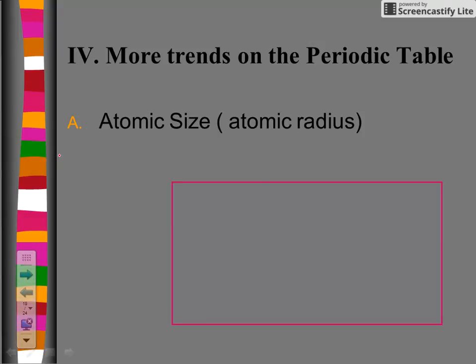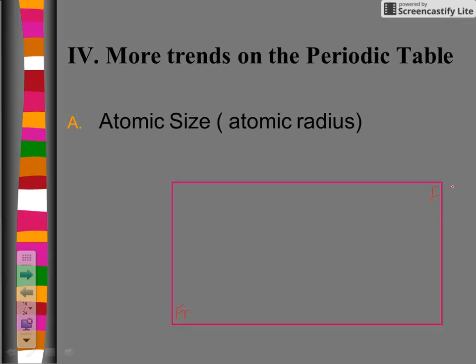Let's continue our study of the trends on the periodic table. We're going to look at 4 trends today in the notes. The first trend or pattern is the trend for atomic size, which will be referred to as atomic radius. On the notes, you will notice there's a rectangular box. This simply represents our periodic table as we go from francium on the bottom of the alkali metal family all the way up to fluorine, the top of the halogen family.